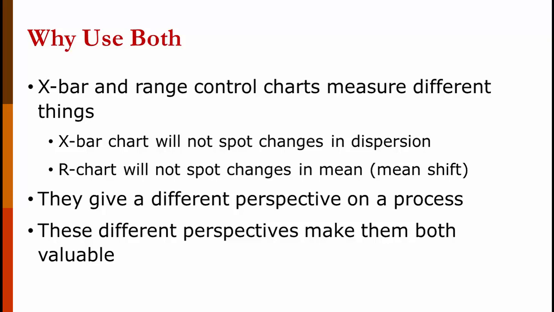You always use the X-bar and R chart together. You never just use one. To be more specific, since you might not always use the R chart, you might use an S chart, you always use an X-bar chart and a chart that measures dispersion together. The X-bar chart will tell you if the mean shifts, but it won't tell you if the dispersion changes. An R chart, or an S chart, will spot changes in the dispersion, but will not tell you if the mean shifts. That's why you have to use them together.